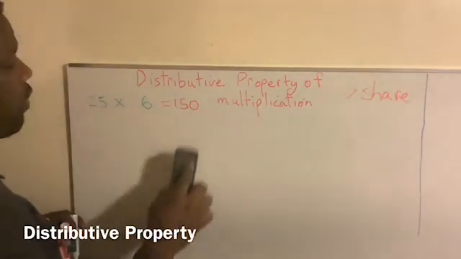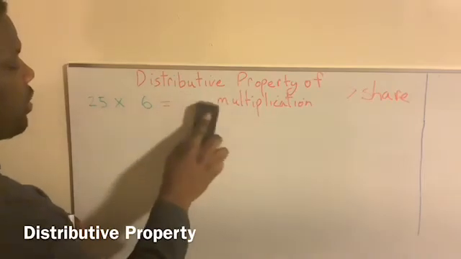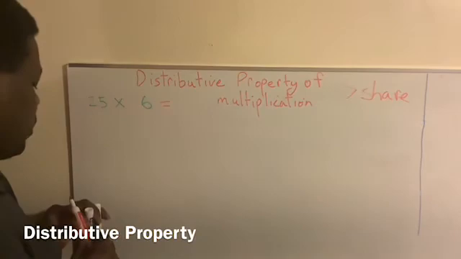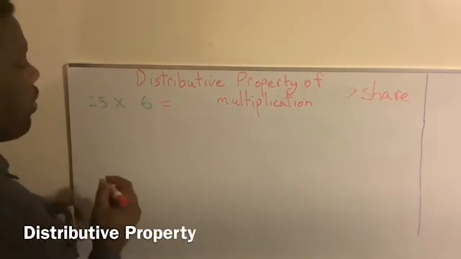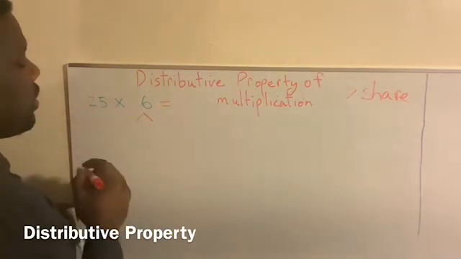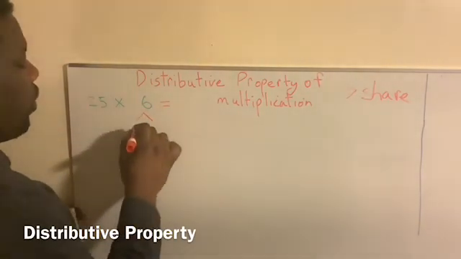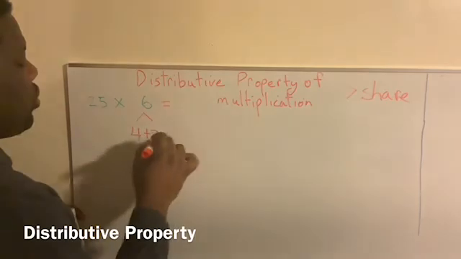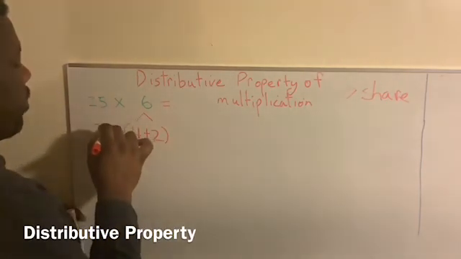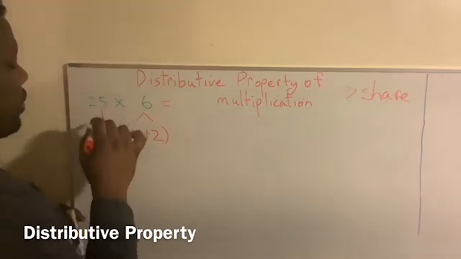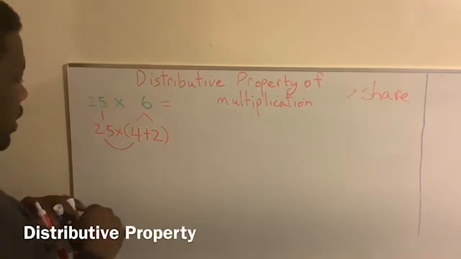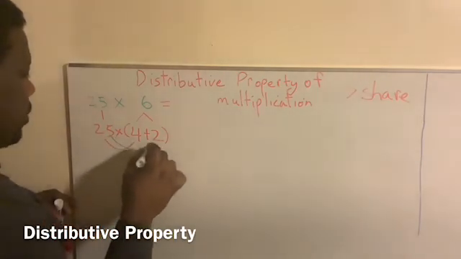Now when I see 25, I like to think about, like if I'm counting money, like quarters. So let's decide to keep the 25 this time, and we can break up the 6 into 4 plus 2 being multiplied by 25. 25 stays the same. So we have 25 times 4 and 25 times 2.